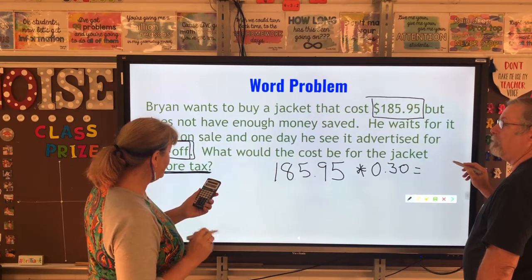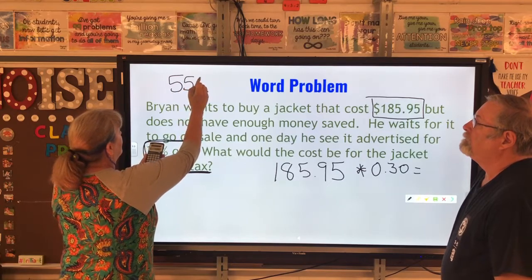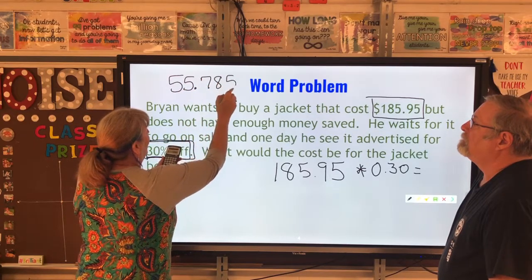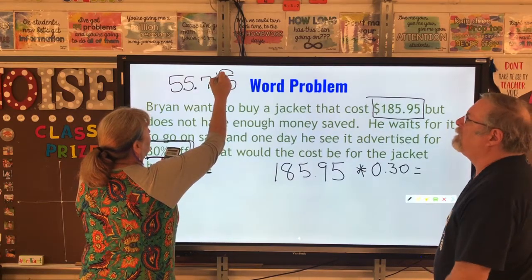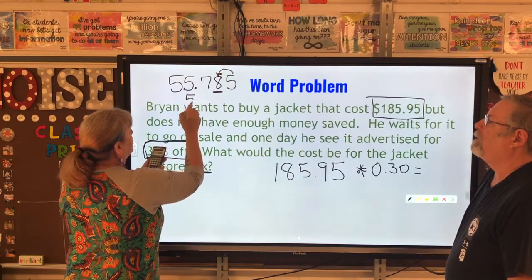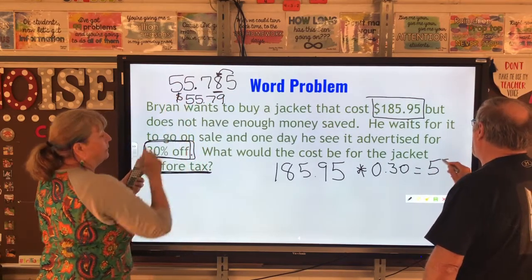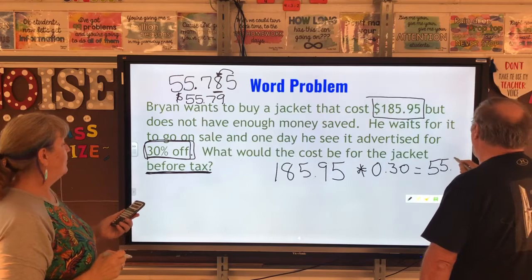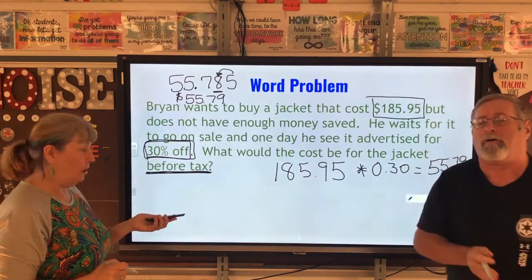And I get a savings, I'm going to write it up here because we have to round: $55.785. Again, we're talking American money. 5 or bigger, add one more. So 55.79. So that's the discount. That's how much they're going to take off of the price of the coat.